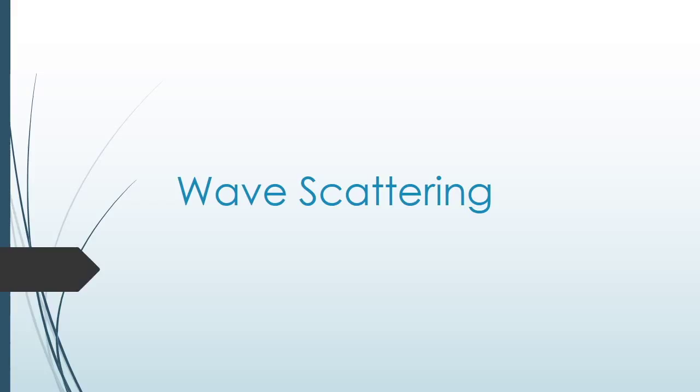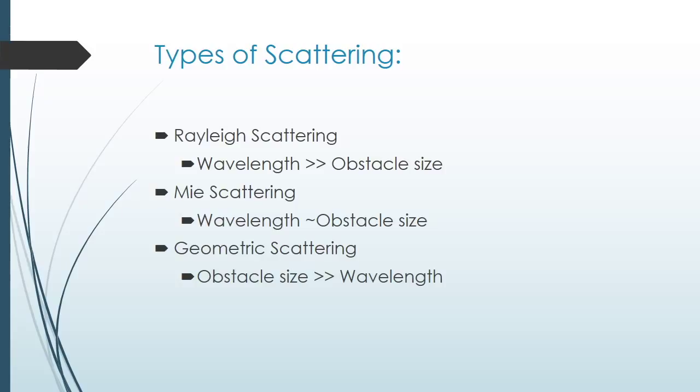Wave scattering is a natural phenomenon which can be seen everywhere around us. Broadly classifying, there are three types of scattering. Rayleigh scattering: elastic scattering of light or other electromagnetic radiation by particles much smaller than the wavelength of the radiation.